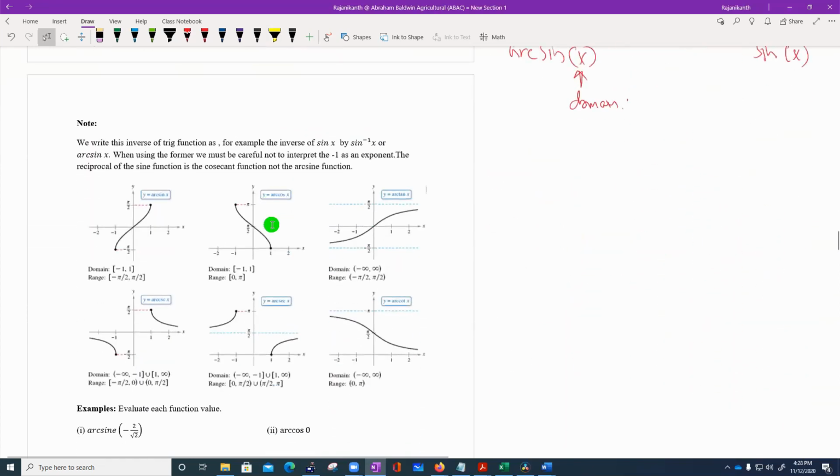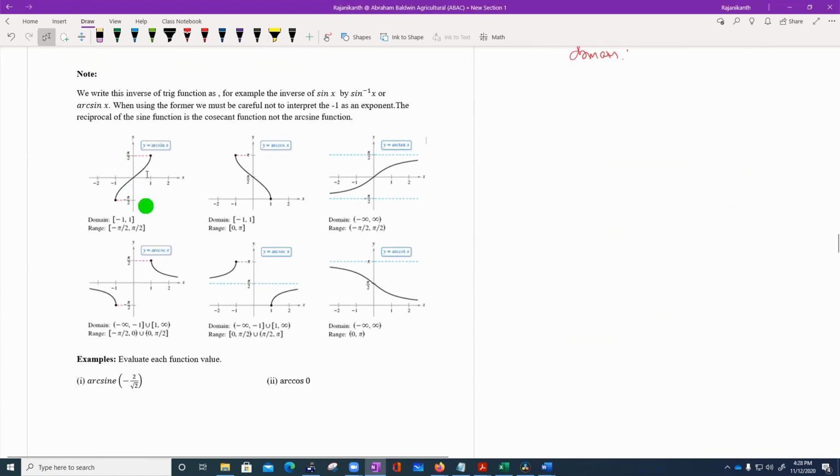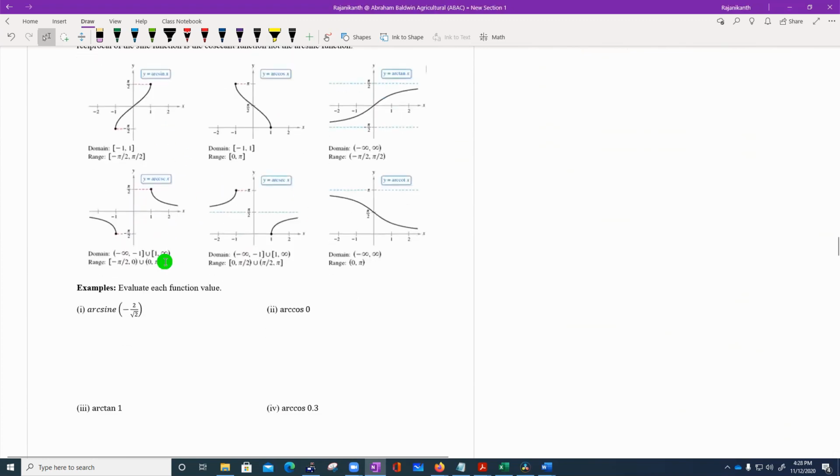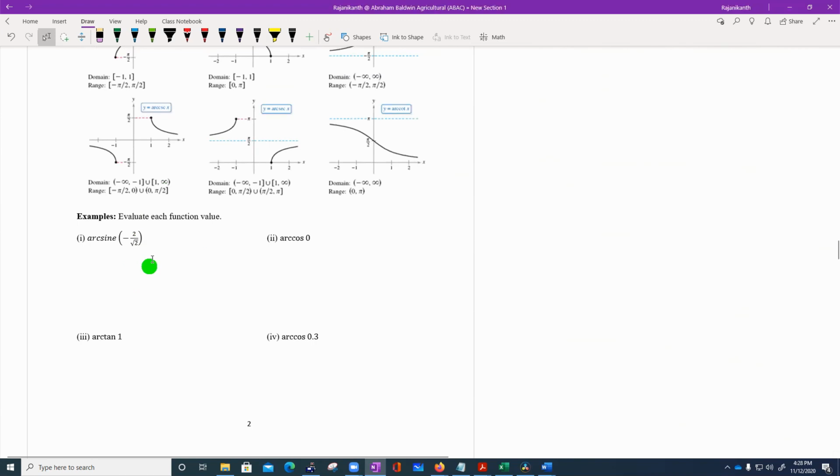At this point, you just look at these graphs. This is all about the inverse functions' graphs, simply flipping around the actual graphs: sine, cosine, tangent, secant, cosecant, and cotangent graphs. So these are simple problems they will ask you to find out. Now tell me, evaluate the function value. You need to find the answer.